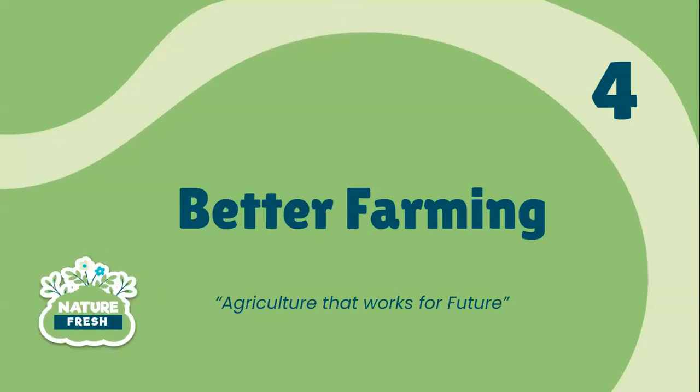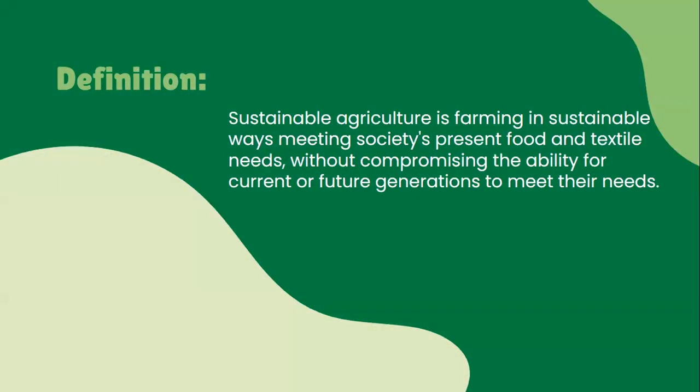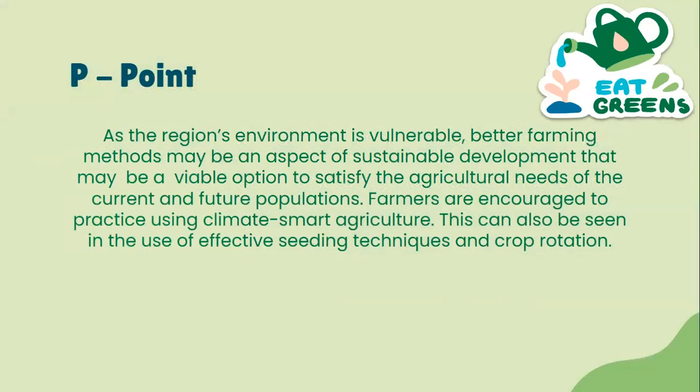Better farming, agriculture that works for the future. Sustainable agriculture is farming in sustainable ways, meeting society's present food and textile needs without compromising the ability for current or future generations to meet their needs. Point. As the region's environment is vulnerable, better farming methods may be an aspect of sustainable development that may be a viable option to satisfy the agricultural needs of the current and future population.